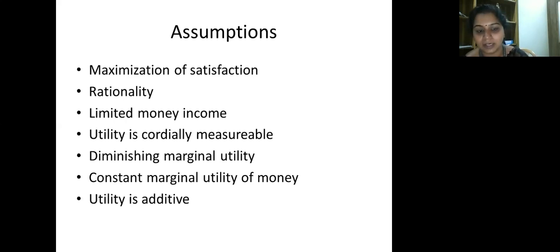It is constant. Then the last one is utility is additive. That means you can add. That's why in the total utility concept, you are adding the utility you derive from all the 5 units. So these are the basic assumptions. Here I emphasize you have to give more importance to constant marginal utility of money. It is constant, not zero.